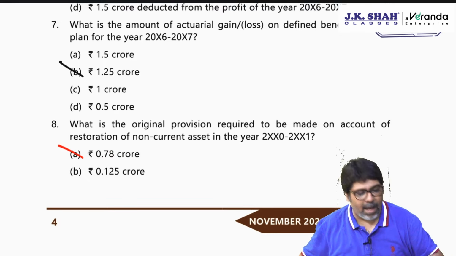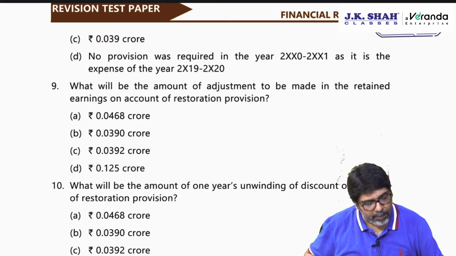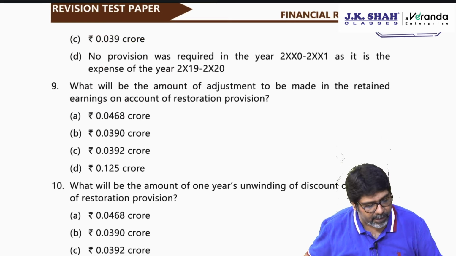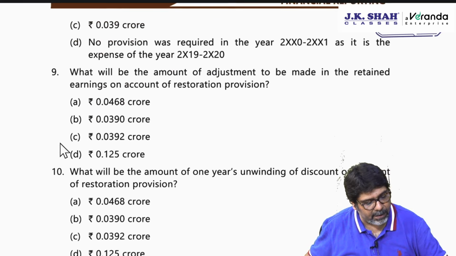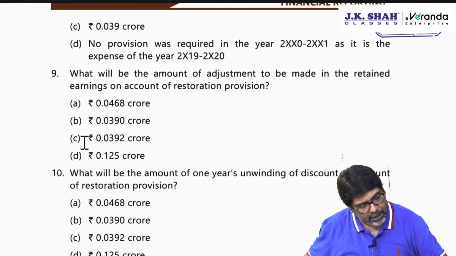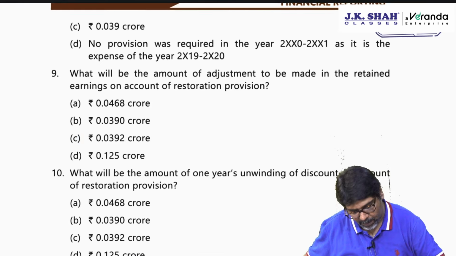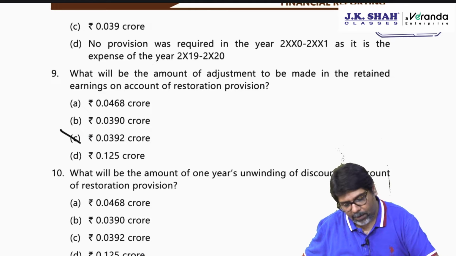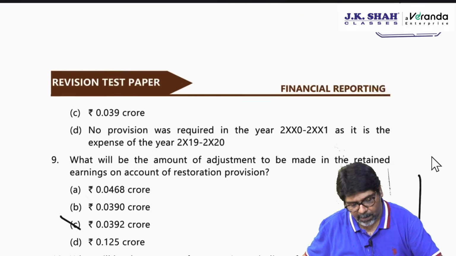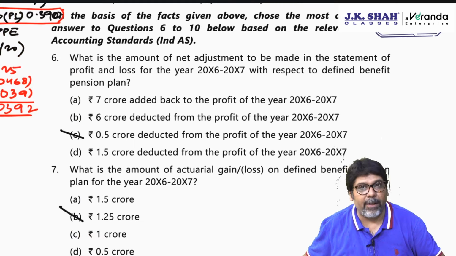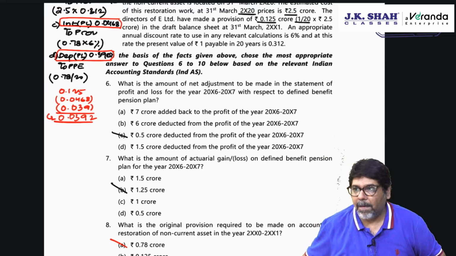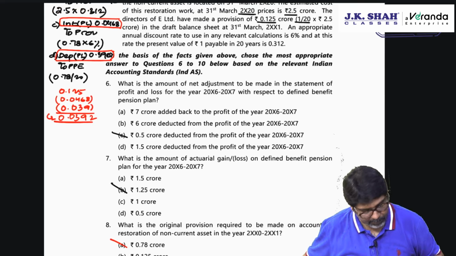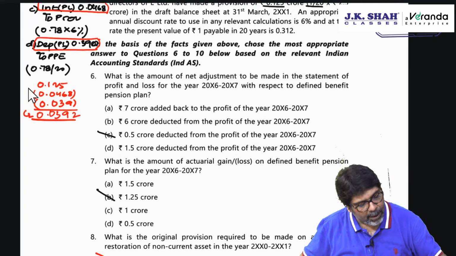Correct? Yes, sir. Next. What will be the amount of adjustment to be made in retained earnings, that is P&L account, on account of restoration of provision? 0.391, 0. This one. 0.0392. Here. 0.0392 red wala we have written. Can you see? Now, correct.